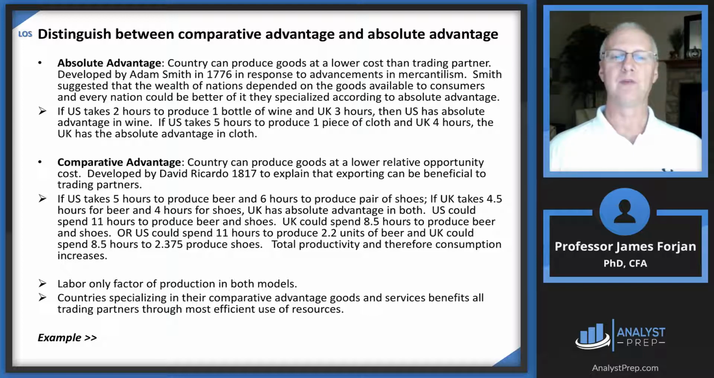And so notice what happens. Instead of just a total of 2 units of beer and 2 pairs of shoes, we have 2.2 units of beer and 2.375 pairs of shoes. So productivity increases and consumption increases. That's the nature of comparative advantage: one country specializes in one thing that it's relatively better at than another country. Now, one part of this that might show up for you is that it's important to remember that labor is the only factor of production in both models.